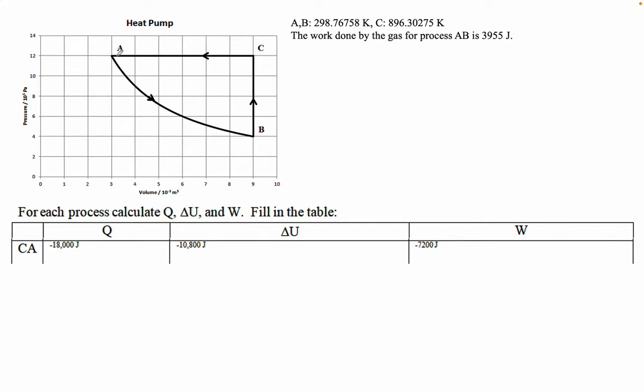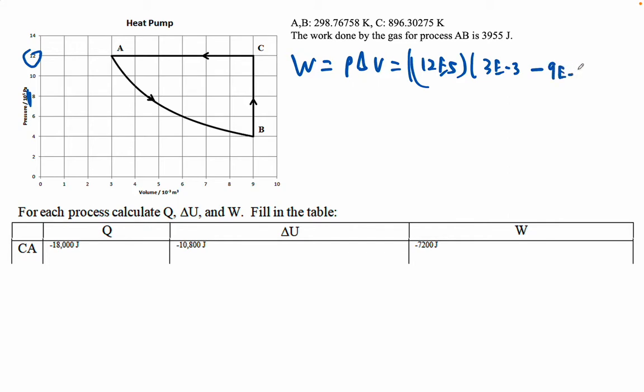From C to A, notice that we're doing negative work, that our volume is getting smaller. So the work done is pressure times change in volume, and that's 12E5. And I get that from here, right? 10 to the fifth. 12E5, and then the change in volume is final minus initial. So it's going to be 3 times 10 to the minus third minus initial, which is 9 times 10 to the minus third.